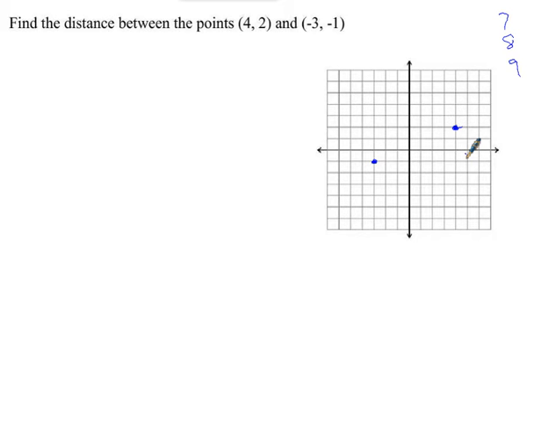Probably not much more, though. If I did 7 plus 3, that would be 10. It can't be longer than those two sides added together. So it's got to be between 7 and 10 somewhere. Probably around 8. That's my guess. I don't actually know. So let's do the distance formula. What do I write?